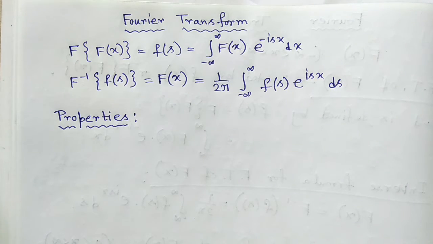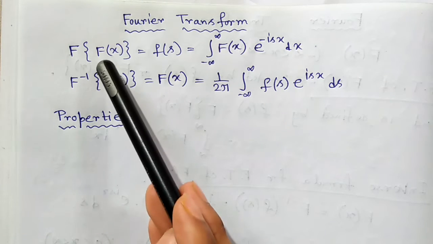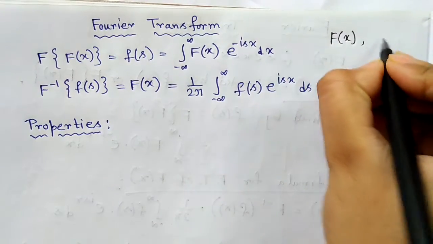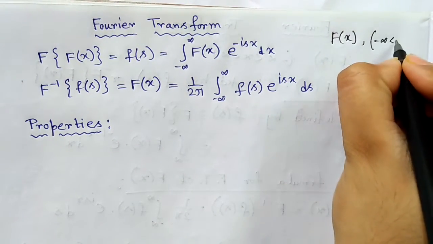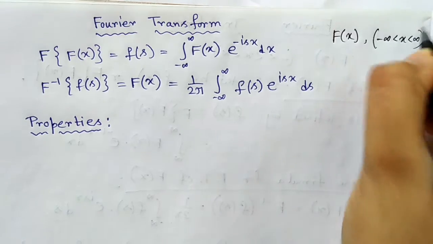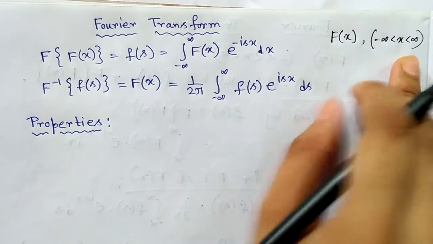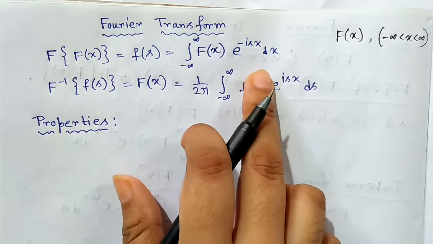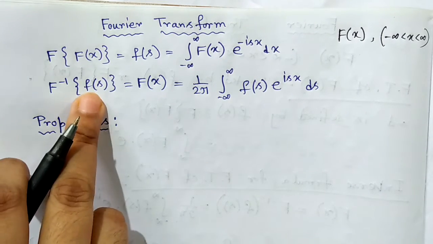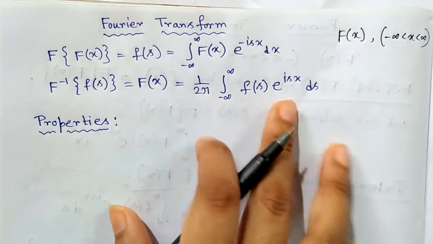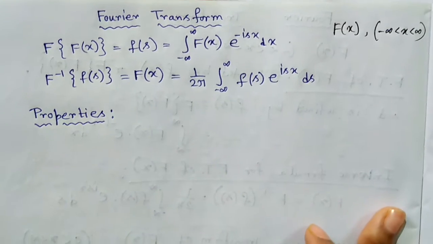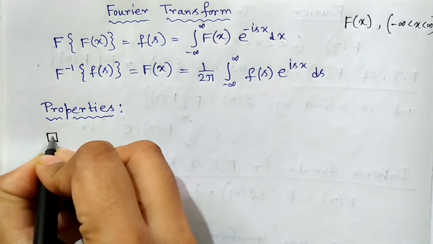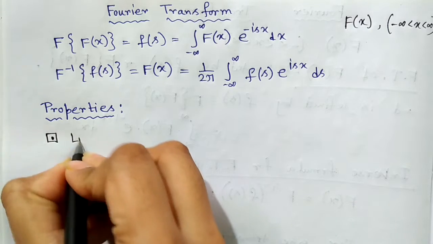So as we know, for the Fourier transform of a function f(x), where f(x) is our given function and x ranges from minus infinity to plus infinity, that is, x is any real number, the Fourier transform of f(x) is given by this formula, and the inverse Fourier transform is this. So we come to the properties of Fourier transform. Our first property is the linearity property.